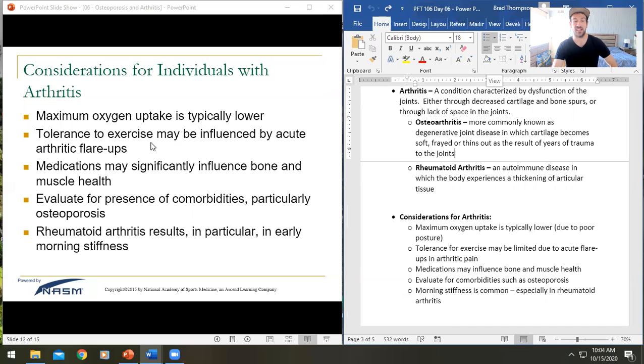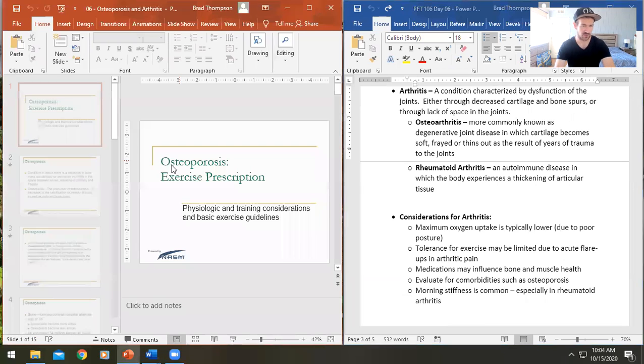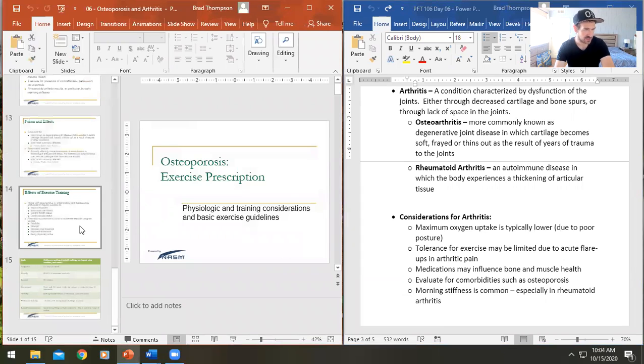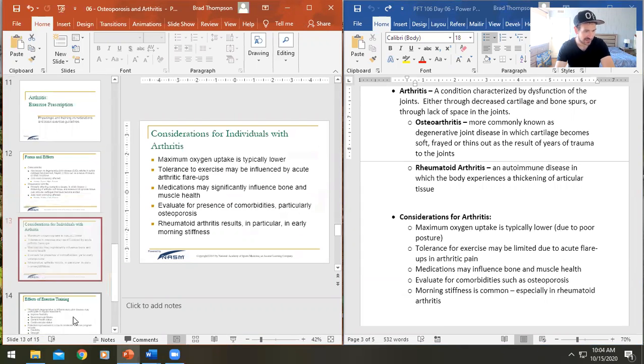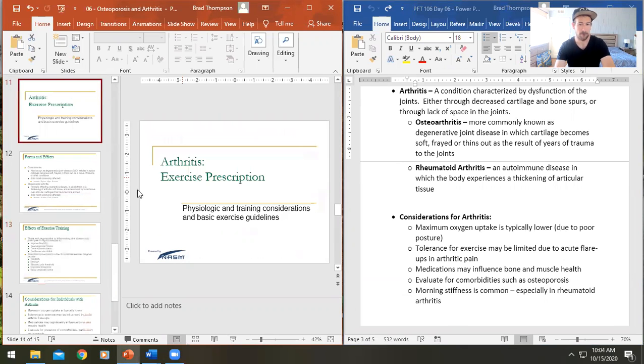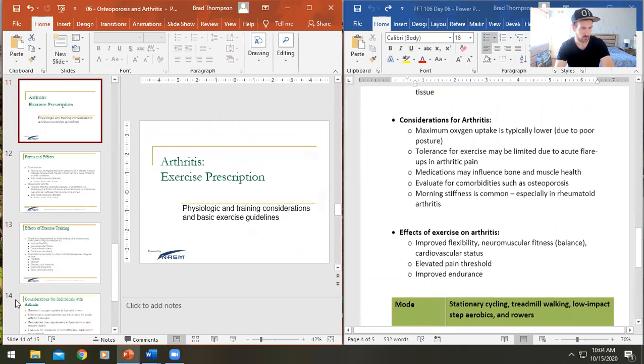We do know that your exercise tolerance will be, this is weird. I think this slide is out of order. Hold on just a second. I've got to fix this because I know that's not right. I think I might have just messed it up. There we go. Oh, nope.